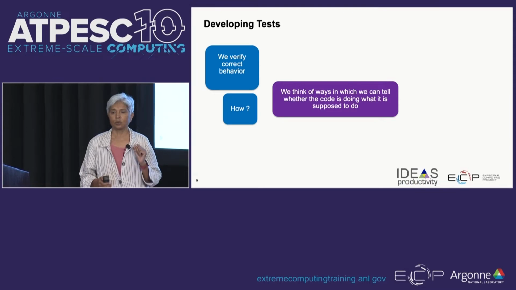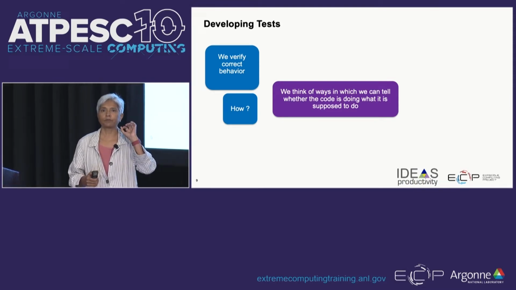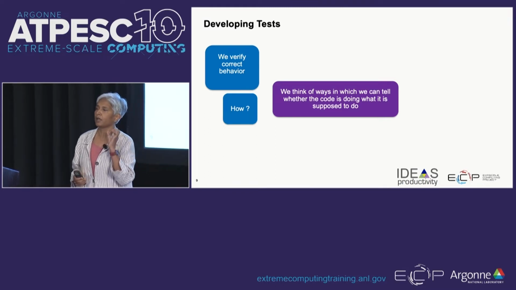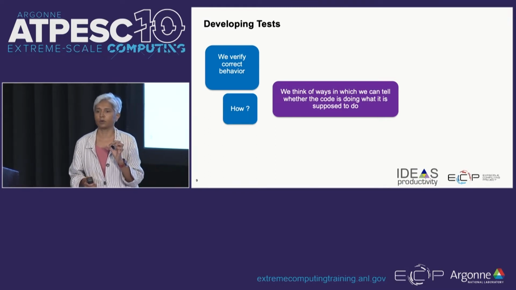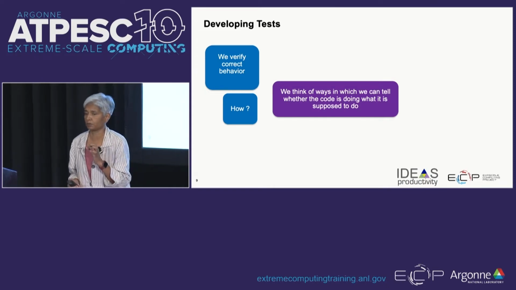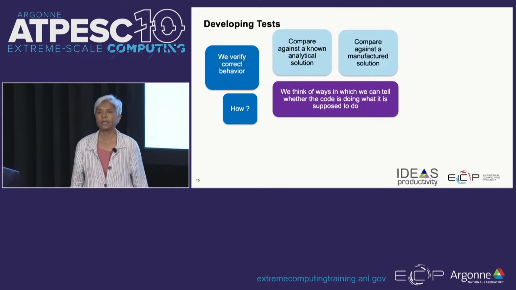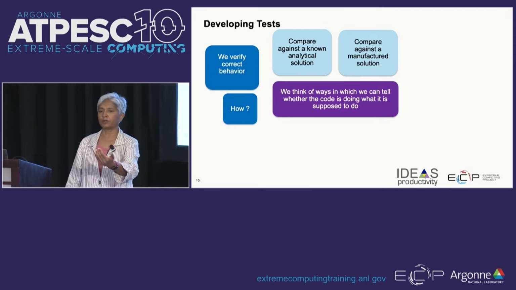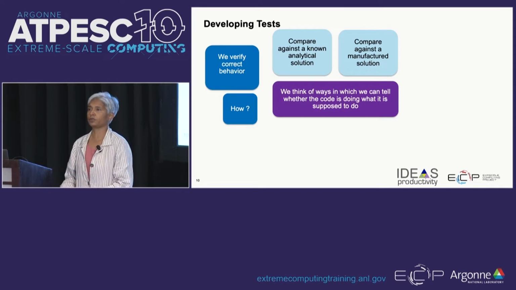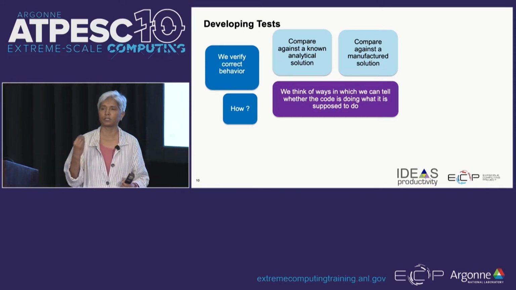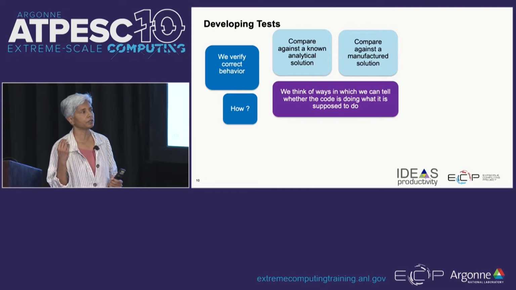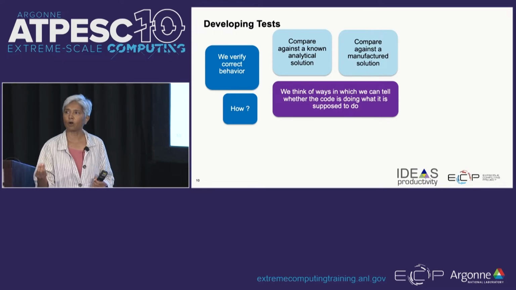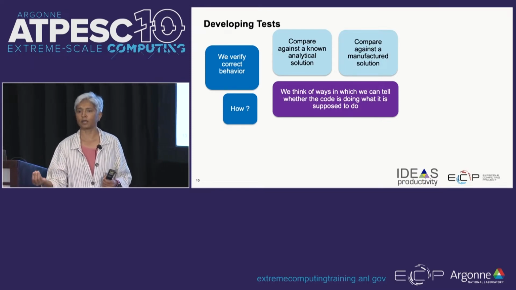So, whether you want to or not, whether you admit it or not, whether you realize it or not, as you are writing the code, you are thinking about ways in which the code is doing what it is supposed to do. Many times you may be doing it by confronting the code against a known analytical solution. For example, you may have written a method which can be applied in a situation where there is a known analytical solution, and therefore you can confront the obtained results against it.